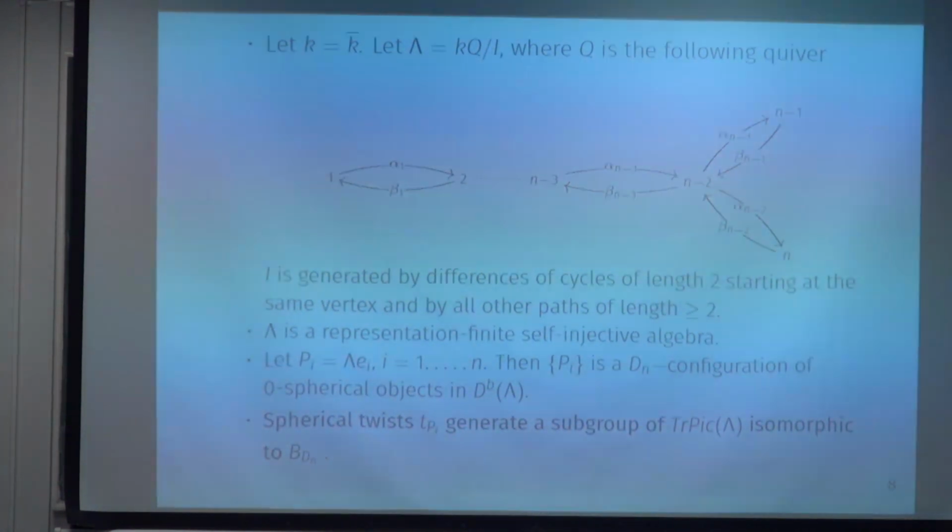So we conclude that spherical twists along these indecomposable projective modules generate a subgroup of the derived Picard group of Lambda. And the conjecture is that, in fact, the derived Picard group is generated by this Artin group, modulo the classical Picard group, and shifts. And who shows this? This is my plan for the nearest future. Okay, thank you. That's it.